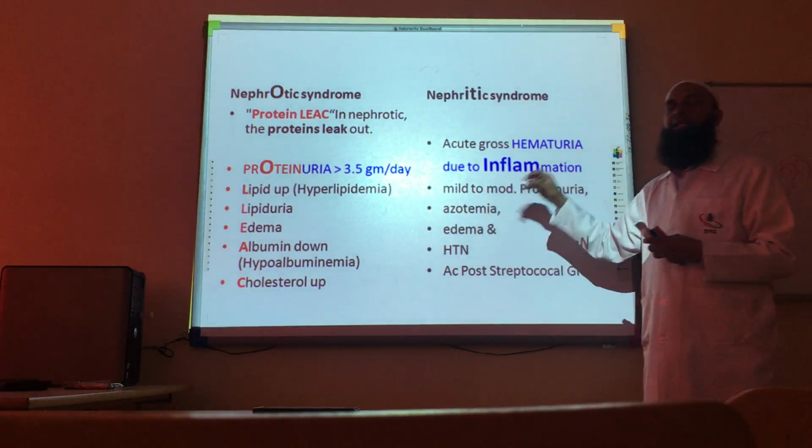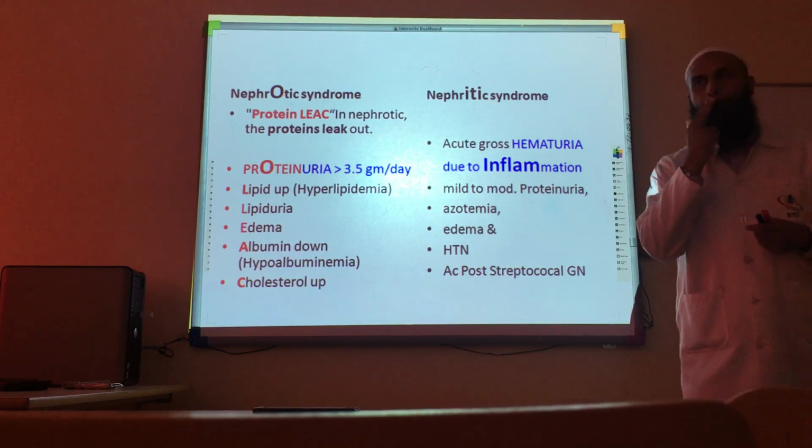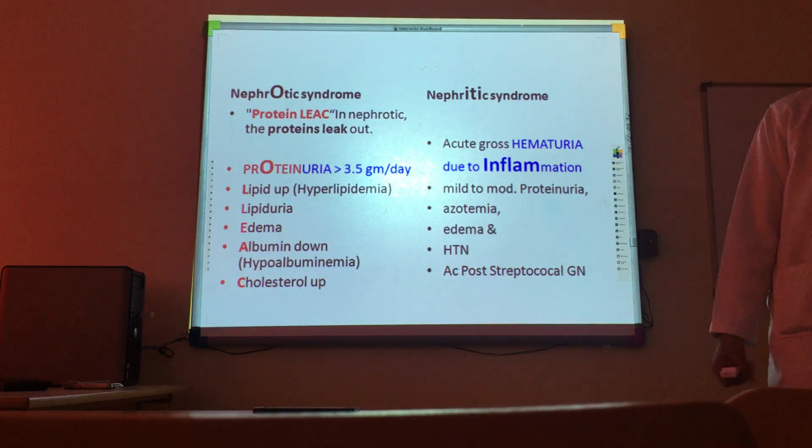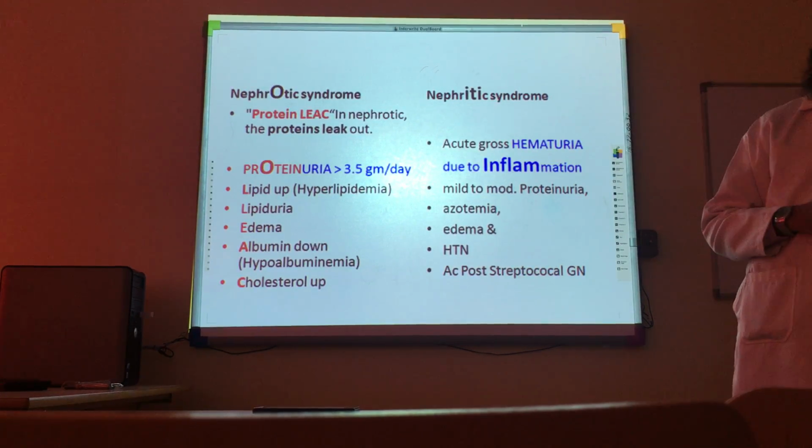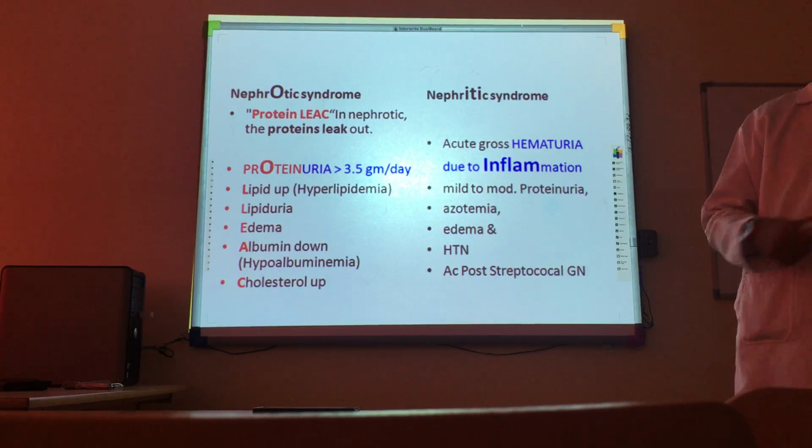Then there is azotemia. Can you tell me what is azotemia? Last time in R1 we discussed this. Again, what is azotemia?